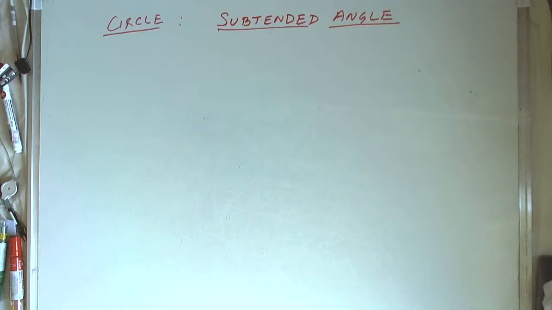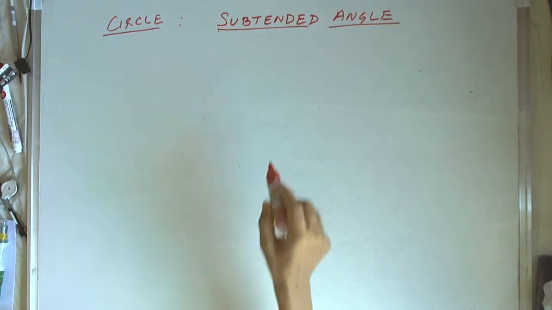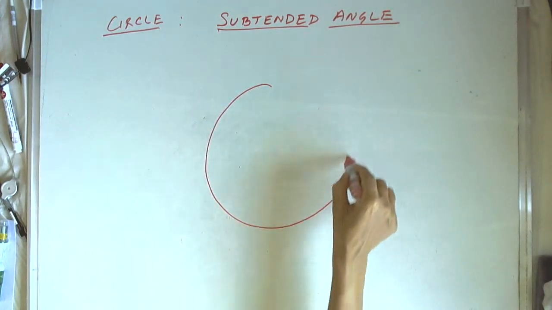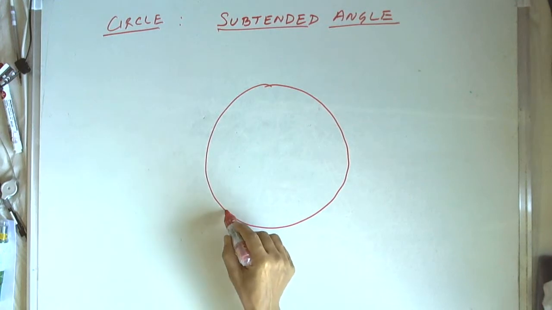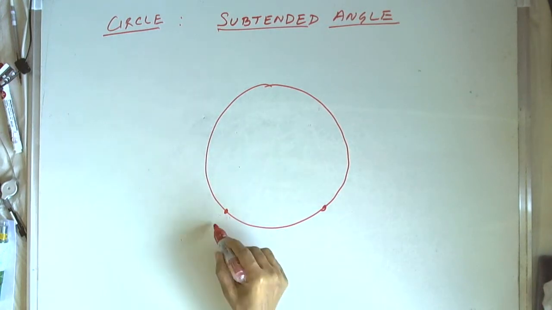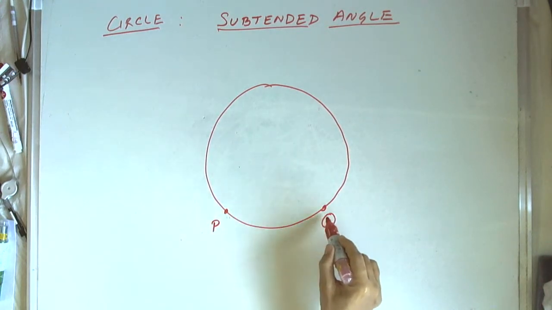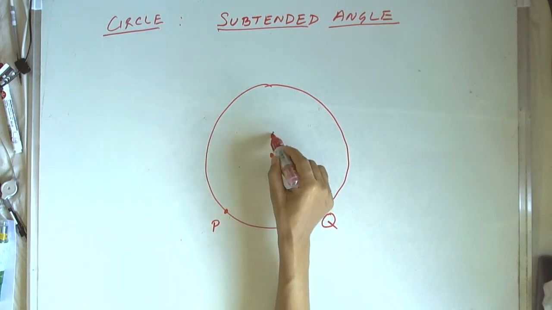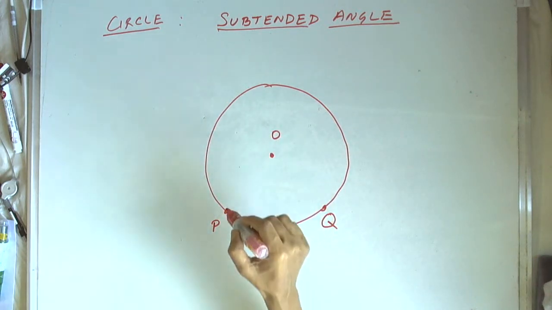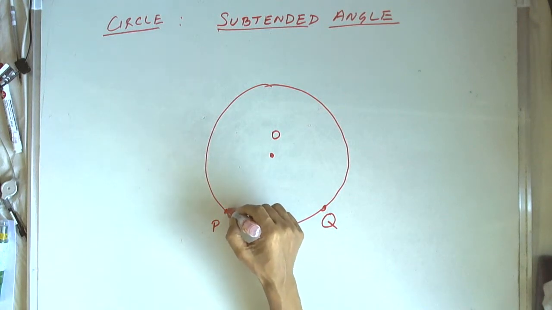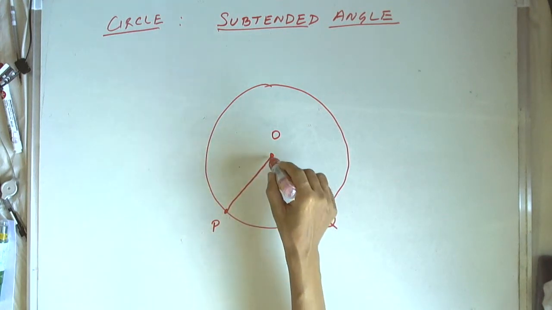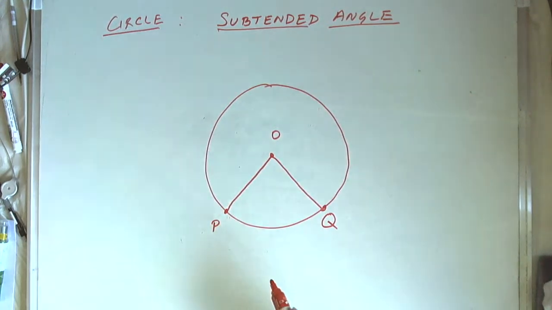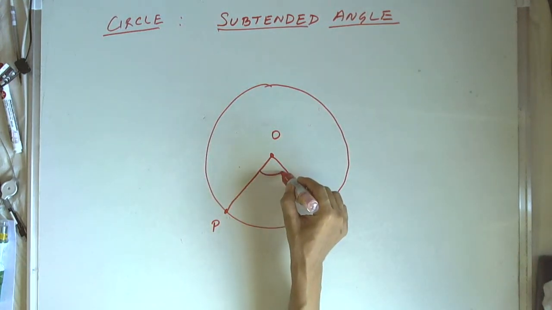We will see what is a subtended angle. So in a circle, we have an arc PQ and the center point is O. Then the angle subtended by the arc on the center is called the subtended angle.